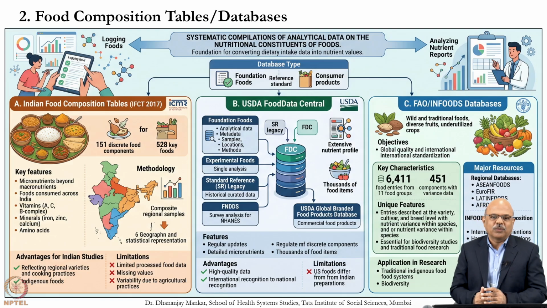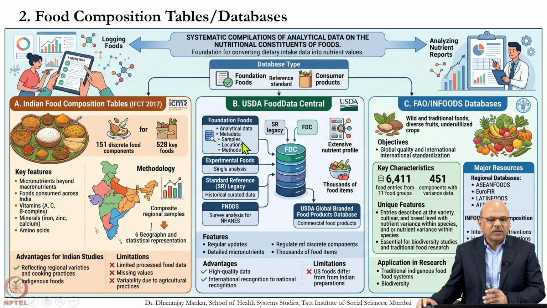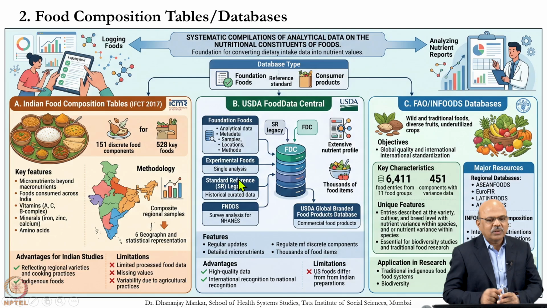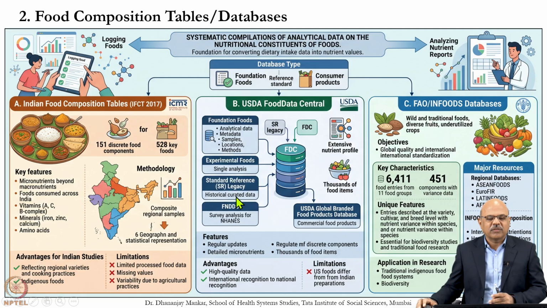Now when we talk about USDA FoodData Central, it comes from an agency called USDA. Foundation foods have analytical data, with metadata on sample locations and methods. There are also experimental foods that come from single analyses. Standard Reference, that is SR Legacy, is very historical and highly curated data, and there is an additional survey analysis done by NHANES.